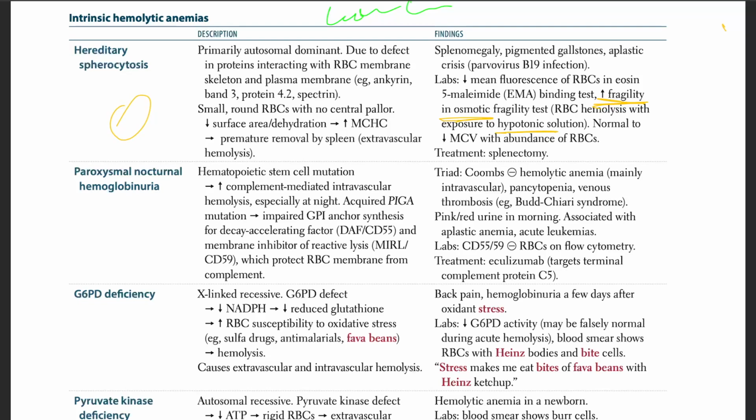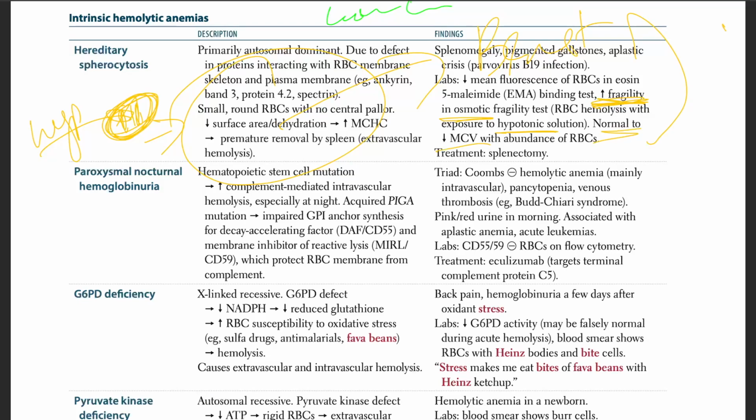So you had a cell here. Now you have no cytoskeleton holding the shape of that RBC. You put this in hypotonic solution, the water is going to go into that RBC. It's going to swell. The cell will swell and eventually burst, leading to increased fragility in osmotic fragility test.